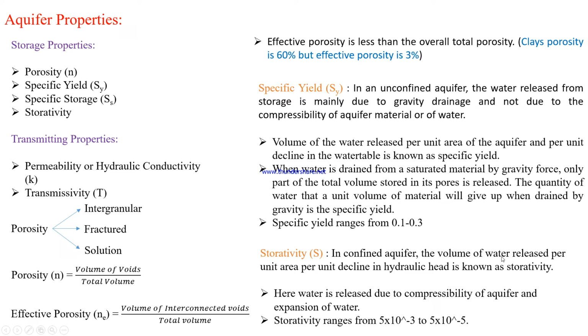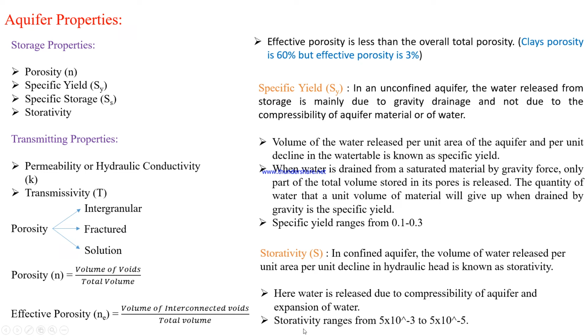The hydraulic head is equal to the pressure head plus the elevation head. Here the pressure head will be small, but the elevation head will be large. Here the pressure head will be large, and the elevation head will be small. You should not confuse that. Here the water is released due to the compressibility of the aquifer and the expansion of the water. And the storativity ranges from 5 × 10^-3 to 5 × 10^-5.